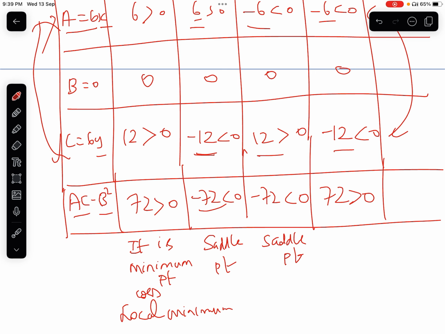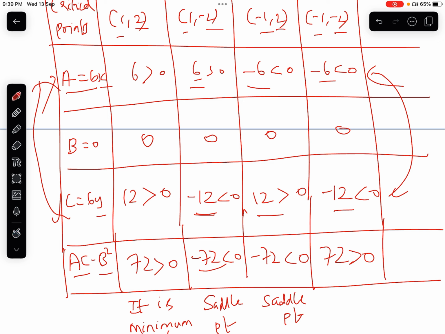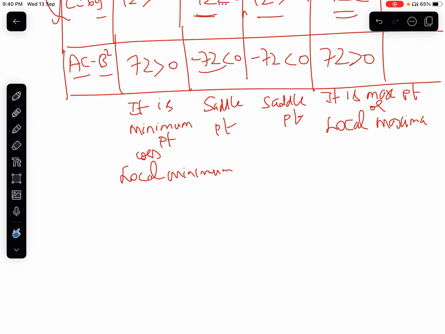And if you look at the fourth column, taking the coordinate point with more clarity, just see the coordinate points. Here the individual value of A is minus and the individual value of C is minus. So both A and C are minus, therefore we can conclude it is a maximum point, or local maxima. Understood? Fine. Hope you understood this.